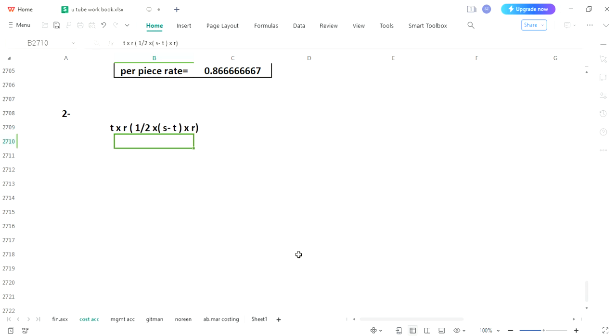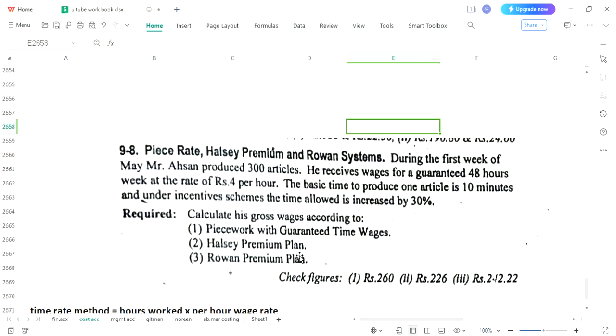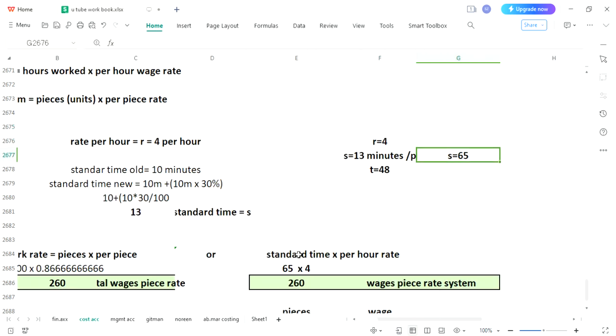This is the formula, and what we are going to do, the Halsey premium plan would be calculated in this way. So first we will write down our inputs. We need to have standard time, and we have calculated everything before the start of our question. Look here, total standard time is 65.